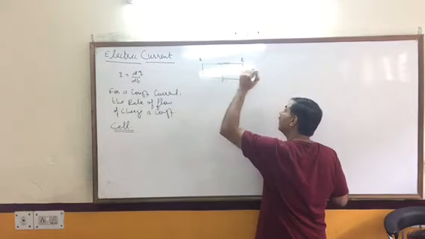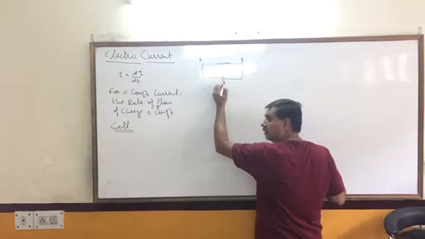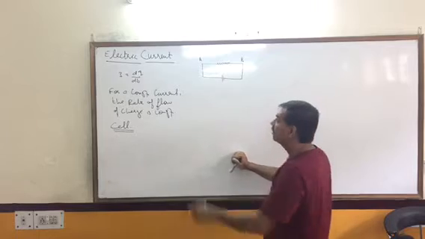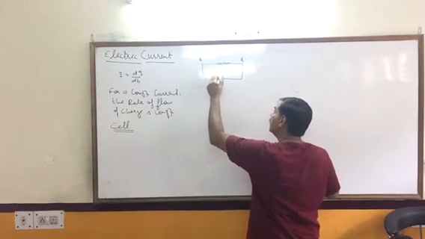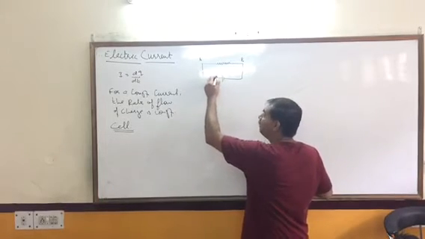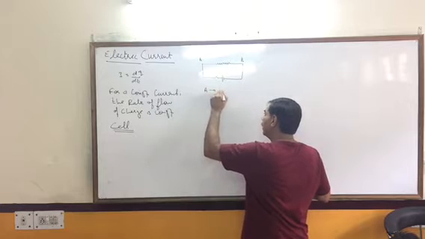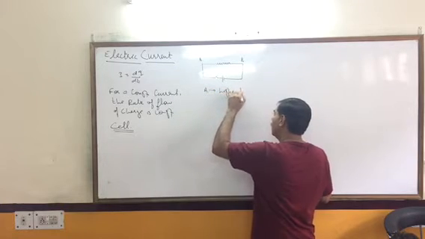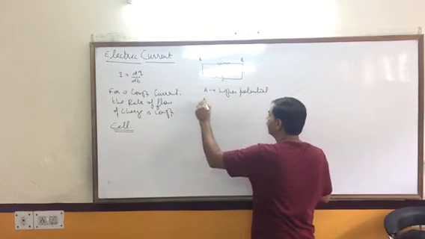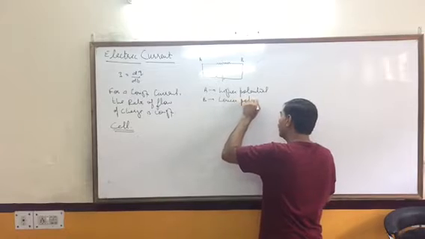Now I have, this is a cell. This is the positive terminal of a cell. The smaller one is the negative terminal of a cell. Okay? This is a key here. When we press the key, it means A is at a higher potential and B is at a lower potential.